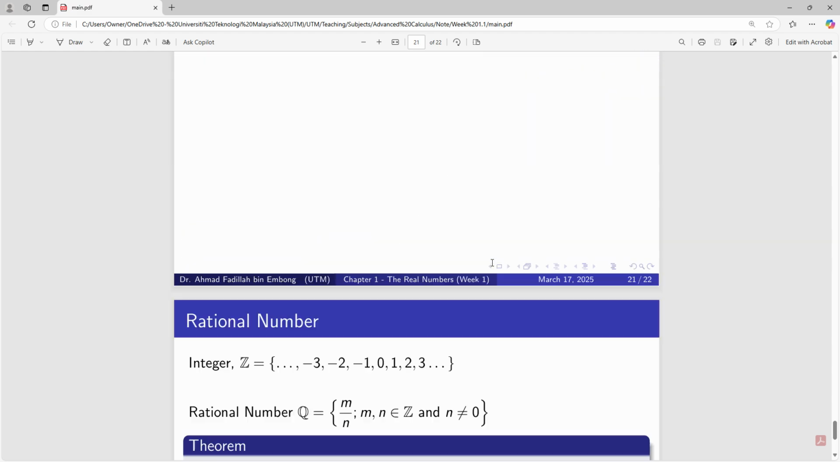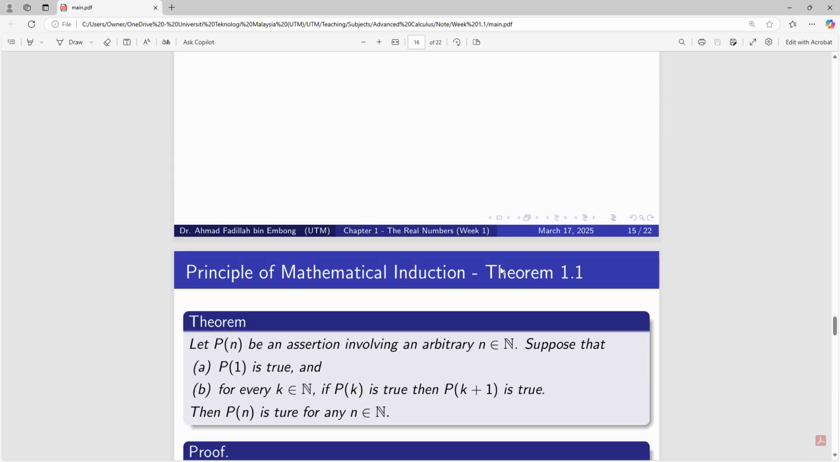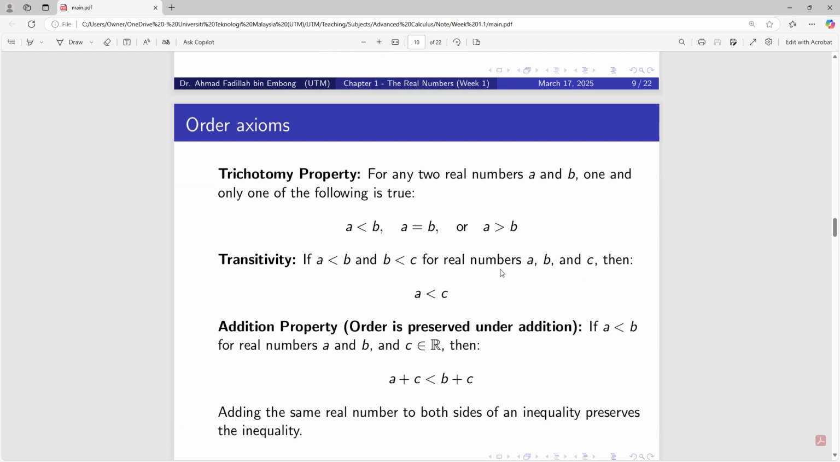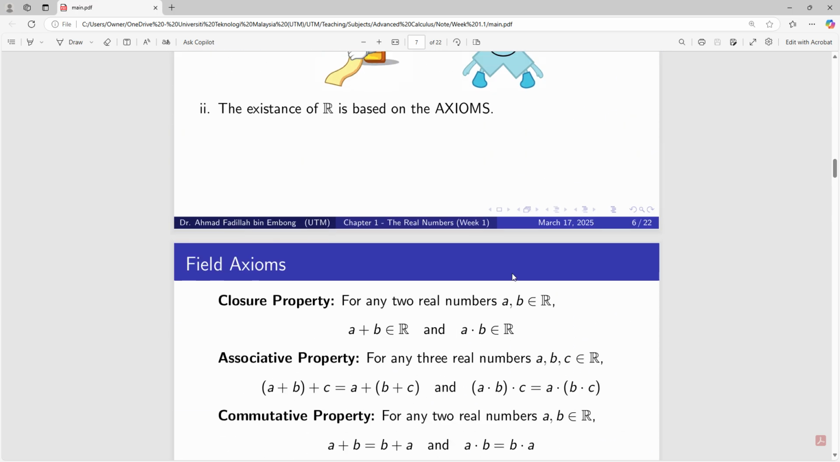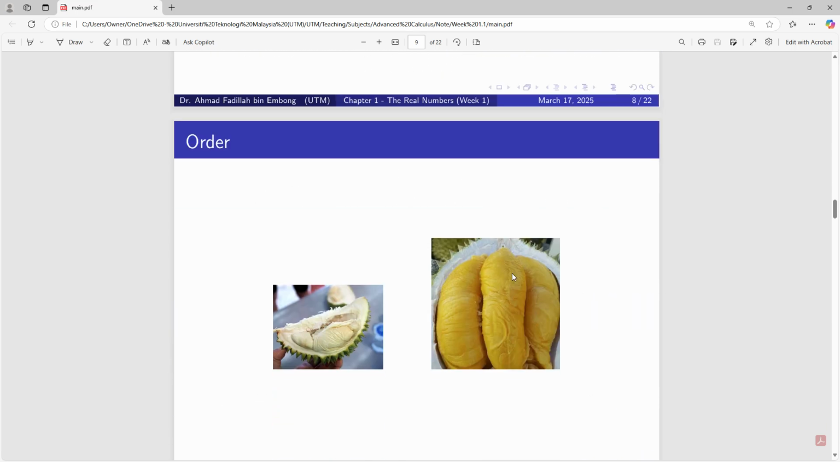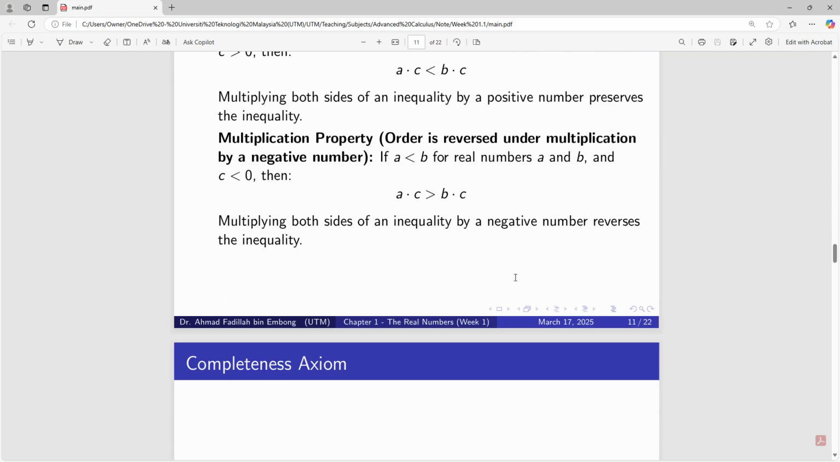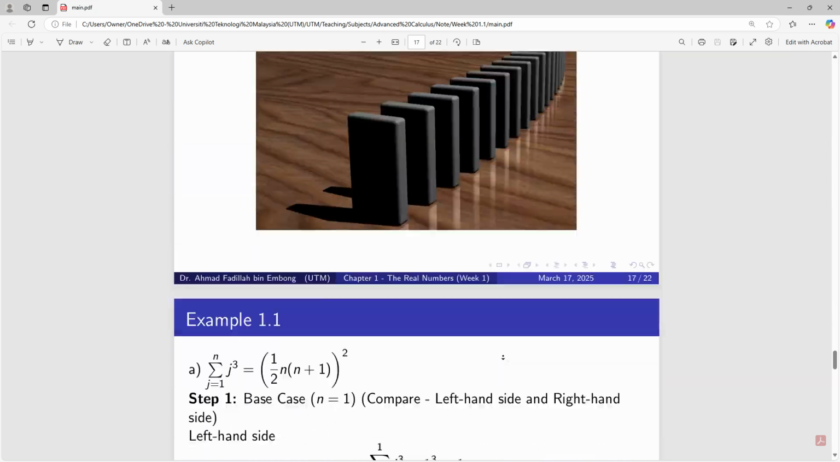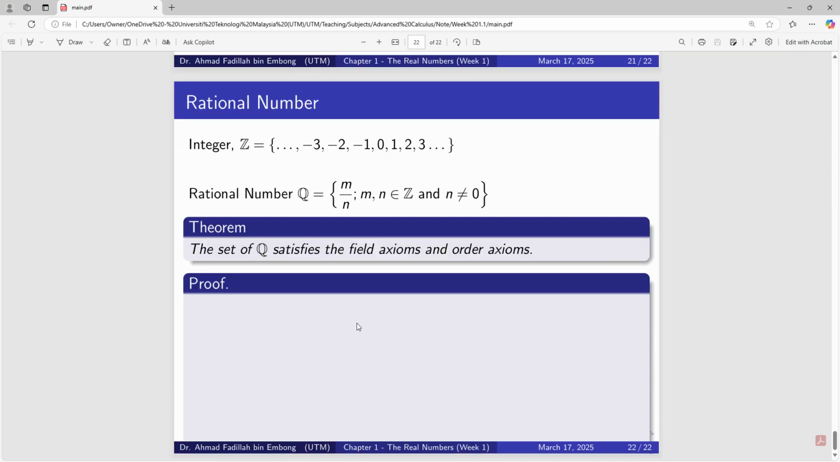So field axiom, we just recall again. So this is the field axiom and the order axiom is this one. So this is your homework to prove Q, the set of rational numbers, satisfies the field axiom and also the order axiom.